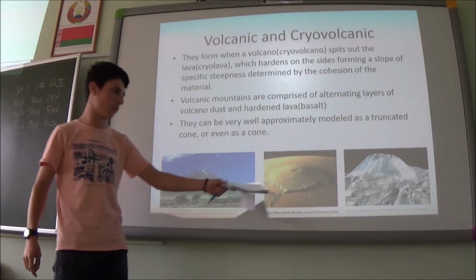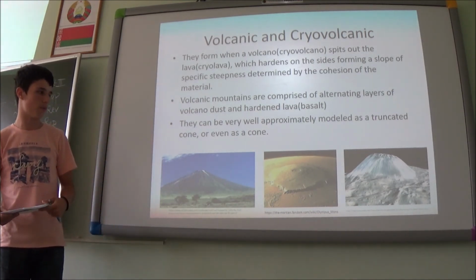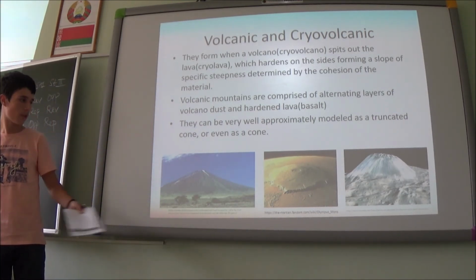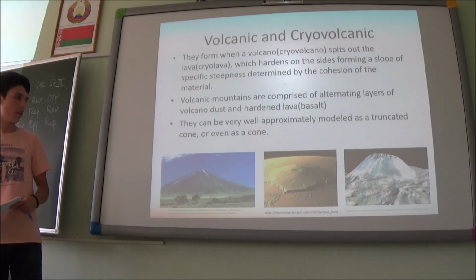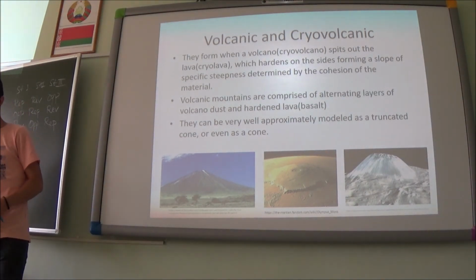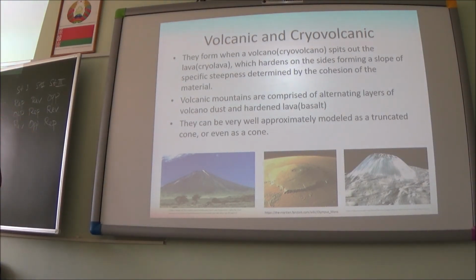Here we can see the tallest mountain in the solar system, the Olympus Mons on Mars. And here we can see also the Mauna Kea on Earth, the tallest volcanic mountain on Earth. And also we can model them as cones. This is something very important. They are made from basalt.